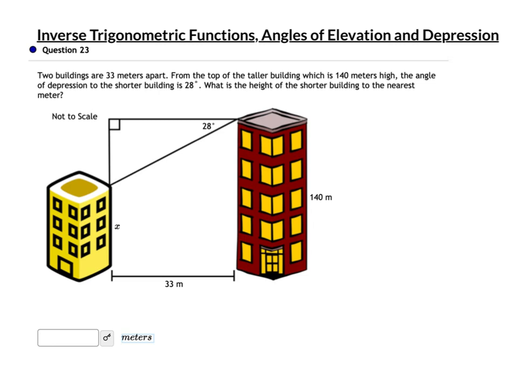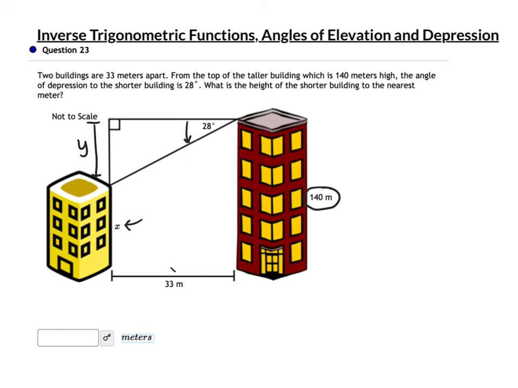Question 23. Two buildings are 33 meters apart. From the top of the taller building, which is 140 meters high, the angle of depression, that's this angle right here, to the shorter building is 28 degrees. What is the height of the shorter building? What we need to find is this length right here. They called X the height of the shorter building. Let's call this one Y. Once we find that distance, Y, all we need to do is subtract it from 140.